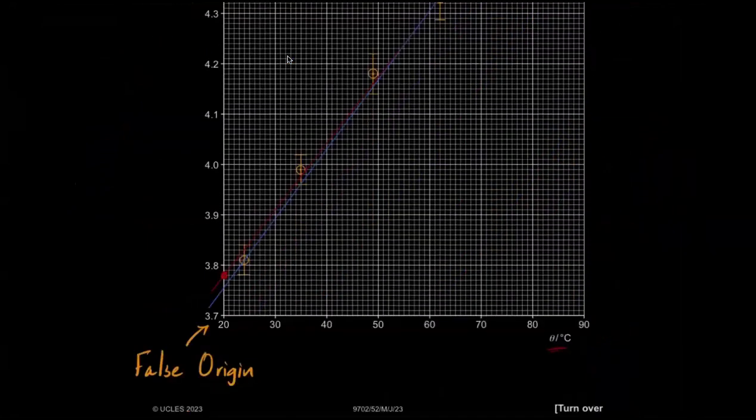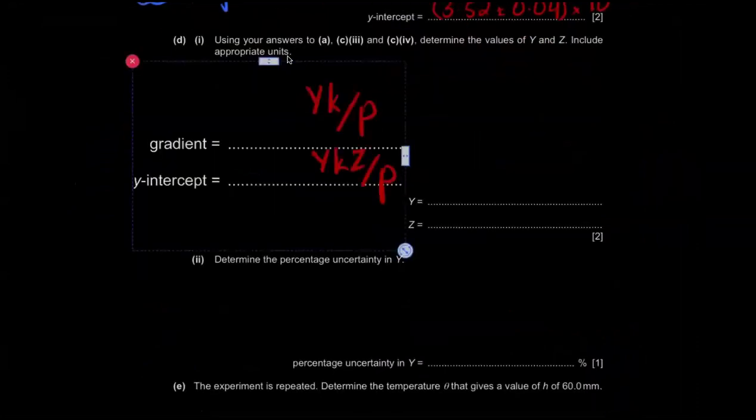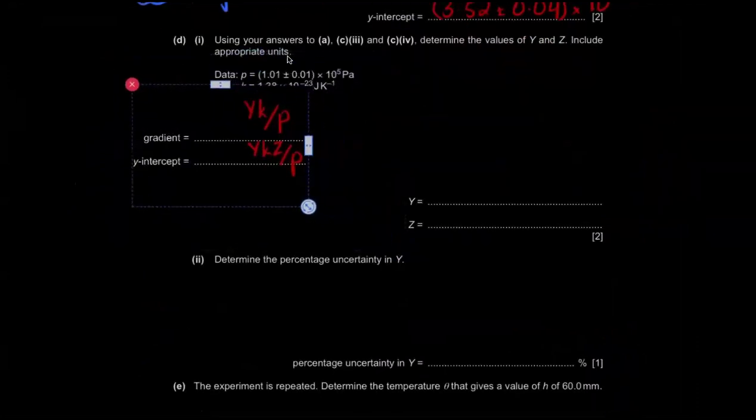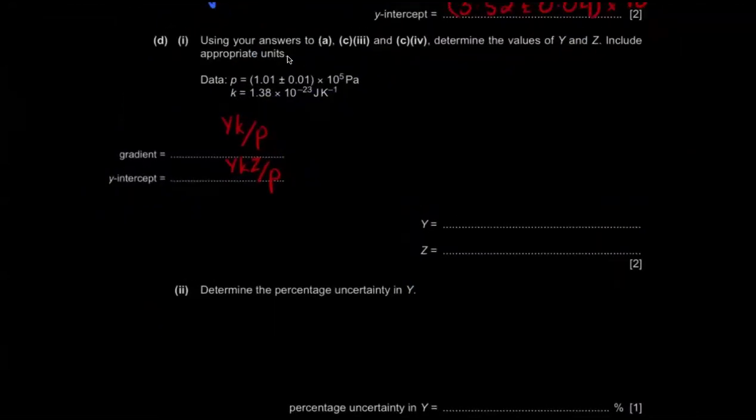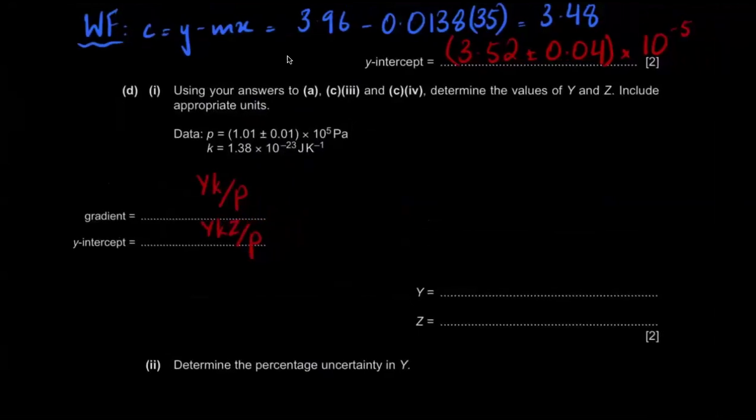All right. So the gradient is yk over p. I need y from here. So y would be what? So y is gradient times p over k, all of which is given. So the value is not really difficult to calculate.